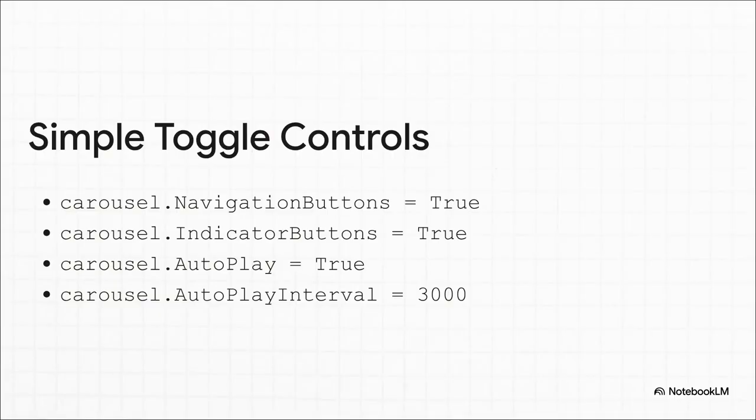And just look how simple the code is. You literally just flip these features on by setting them to true. You want it to autoplay? Just turn it on and set the interval in milliseconds. So here, 3000 means a new slide is going to pop up every 3 seconds. It's total control with zero complexity.